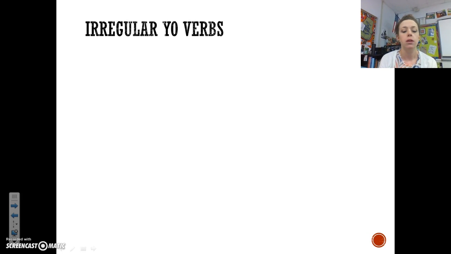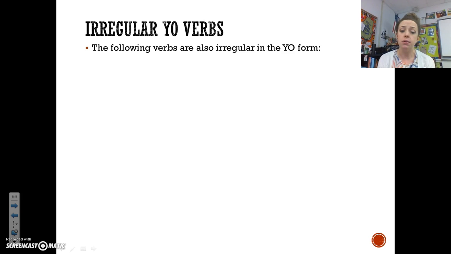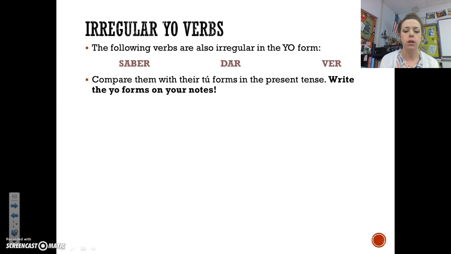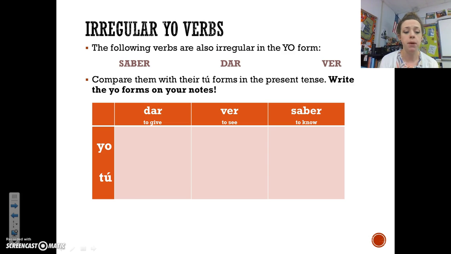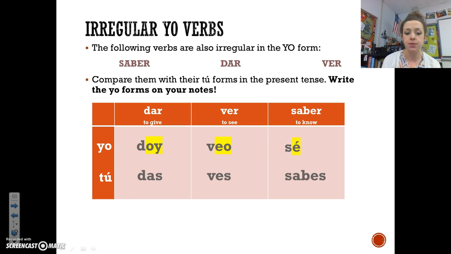Okay? All right. There are some other verbs that are also irregular in the yo form. Okay? Those are dar, ver, and saber. So we're going to look at them in comparison to their tú forms, just to compare. Okay? So the yo form of dar is doy, and then the tú form is das. Right? So after the yo form, the tú form is regular. We take the ar off and then add ar endings for tú, which is as. Okay? The yo form of ver is veo, and then the tú form is ves. So the yo form is the only one that's irregular. And then the yo form of saber is sé, but the tú form is sabes. Okay? So the yo form is the only one that is irregular in all of these.